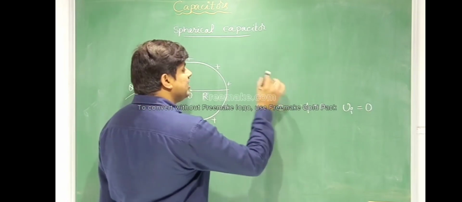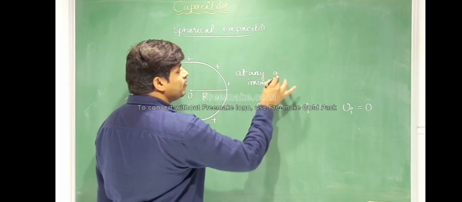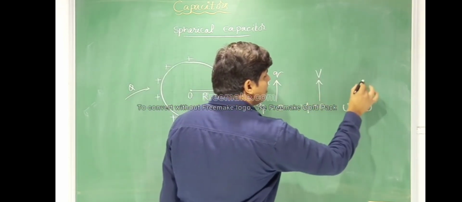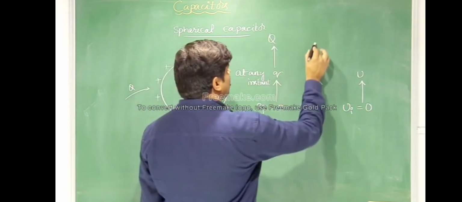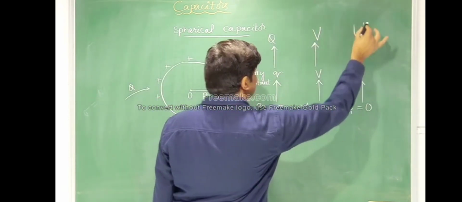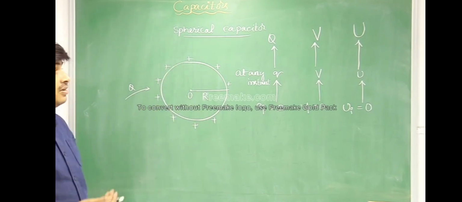When you are charging it, at any instant, let the charge be Q, the potential rises to V, and the energy may be small u. At the end, let the total charge be capital Q, total potential capital V, and finally total energy big U. In this manner, the energy of this conductor will be increasing as you are charging.